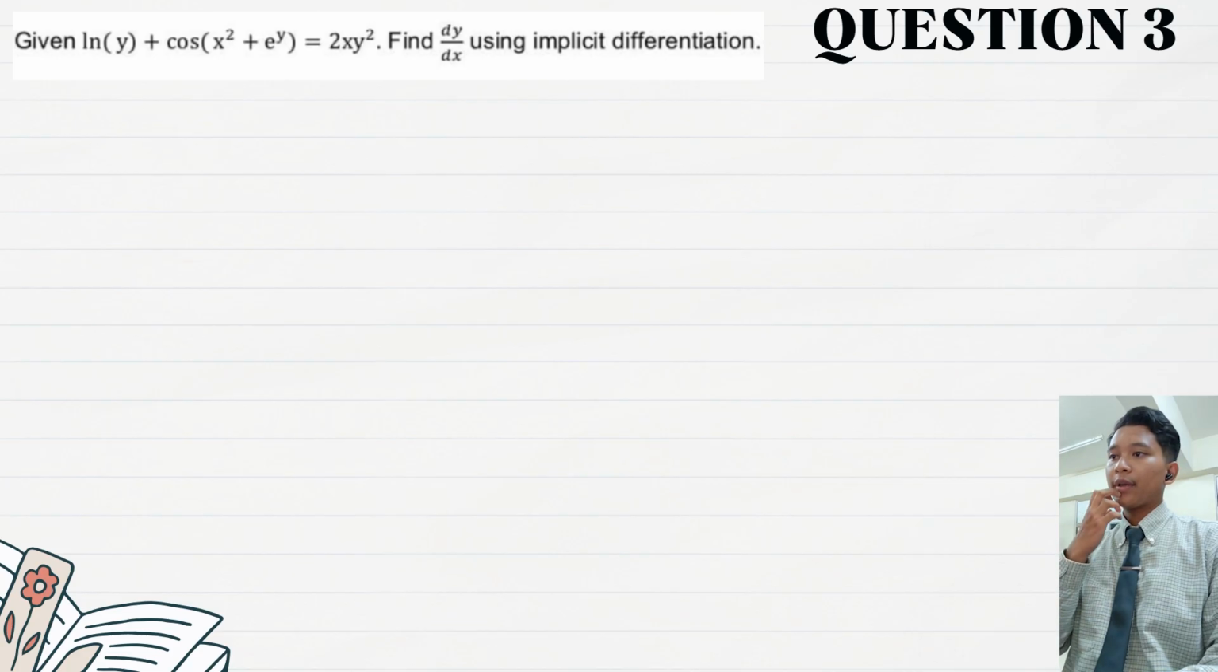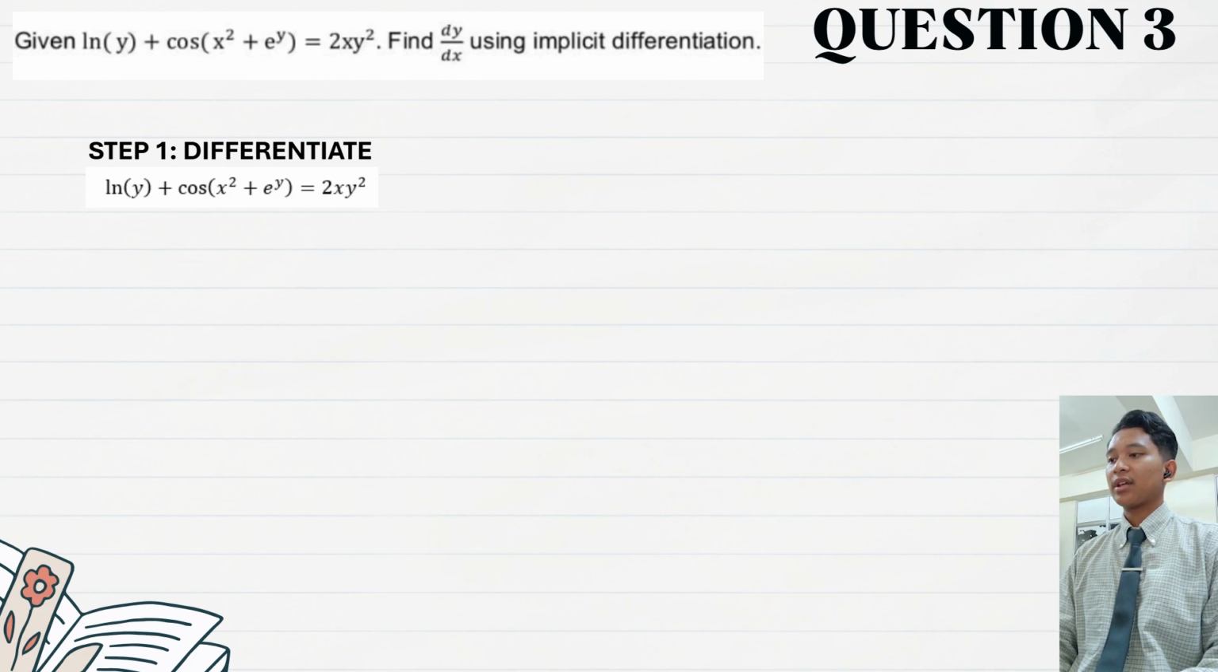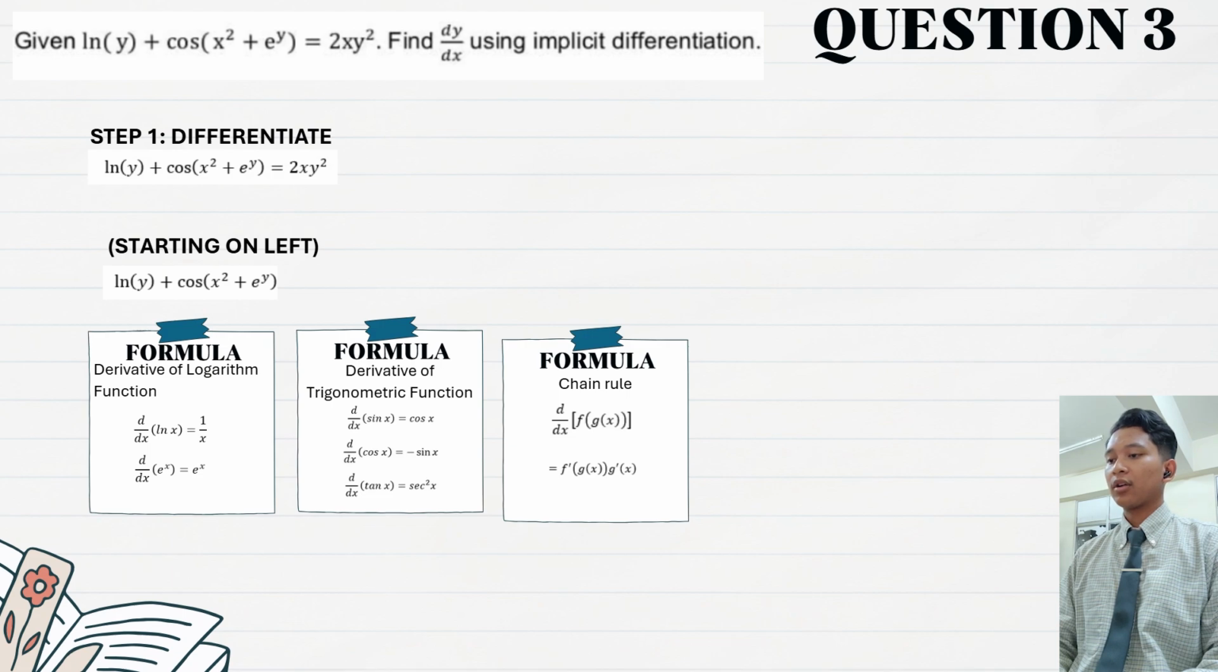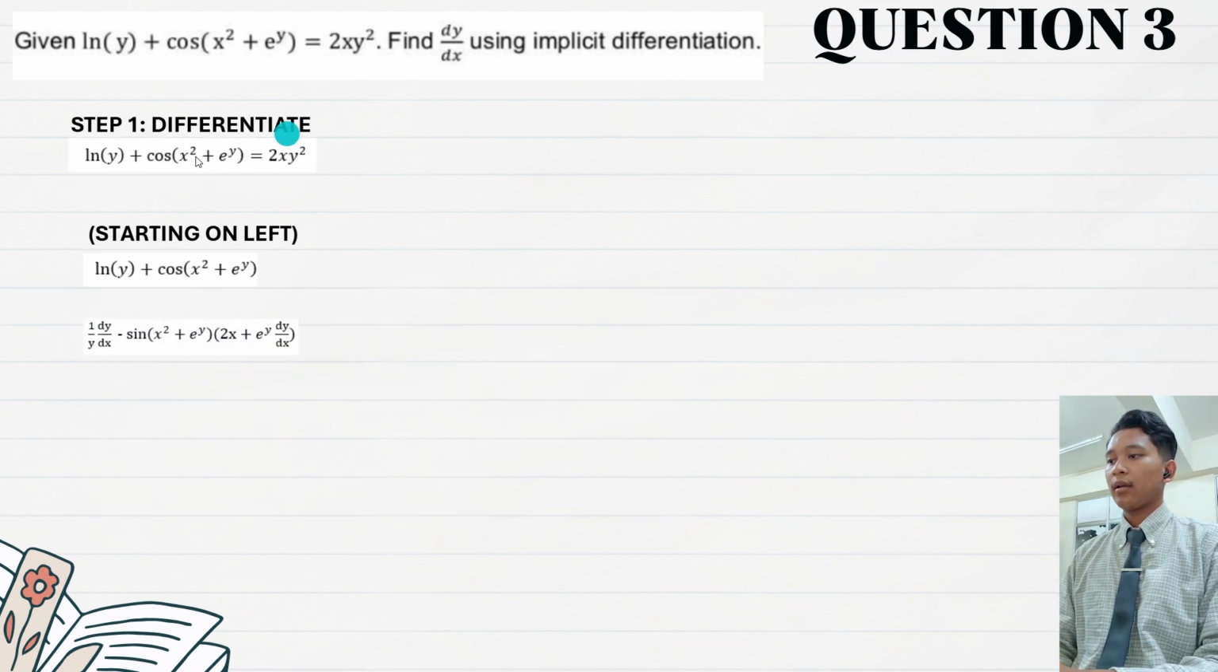We need to find dy over dx using implicit differentiation for ln y plus cos(x power of 2) plus e power of y equals 2xy power of 2. So the first step is we need to differentiate both sides. Starting on the left, we are going to use the formula for the derivative of logarithm and trigonometric function, also the chain rule. This is what we are going to get: 1 over y dy over dx, negative sin, and using the chain rule we are getting 2x, plus e to the y dy over dx.